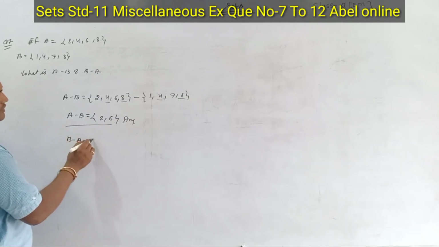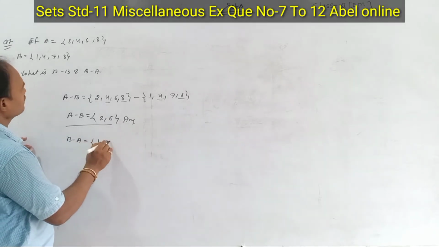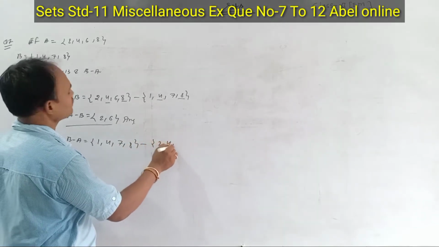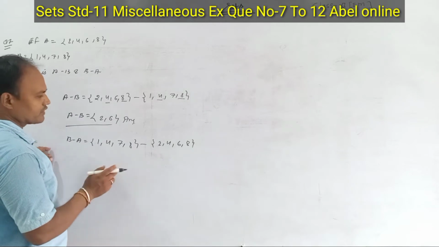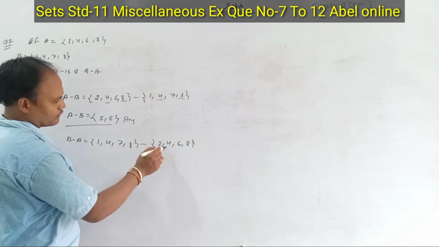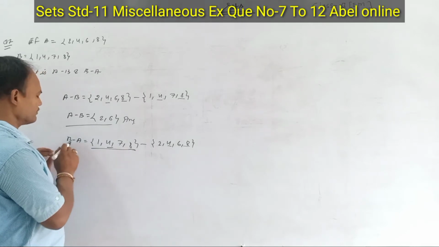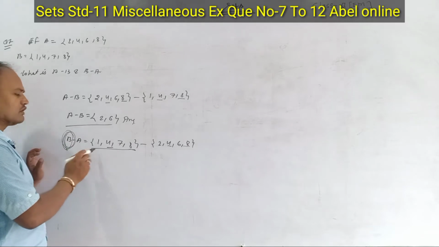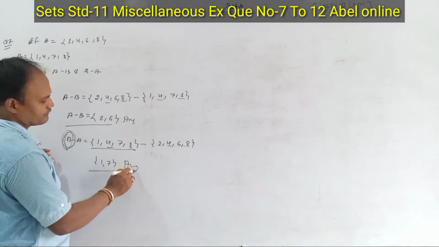Now what is B minus A? B means {1, 4, 7, 8} and A means {2, 4, 6, 8}. What is the common between them? 4 and 8. So what is the remaining part in B? When we are going to find B minus A, always remember that we have to use the elements of B. So the remaining elements of B are 1 and 7. So students, this is your answer.